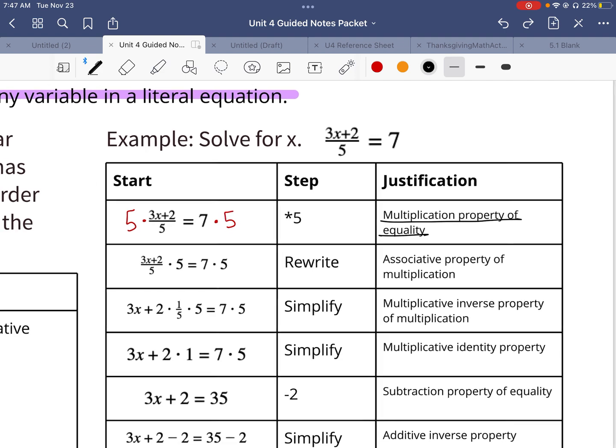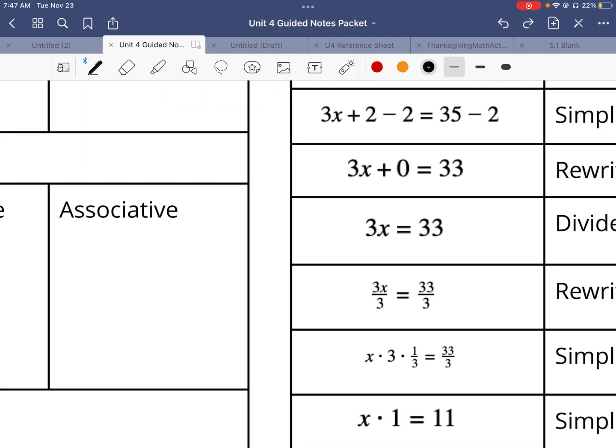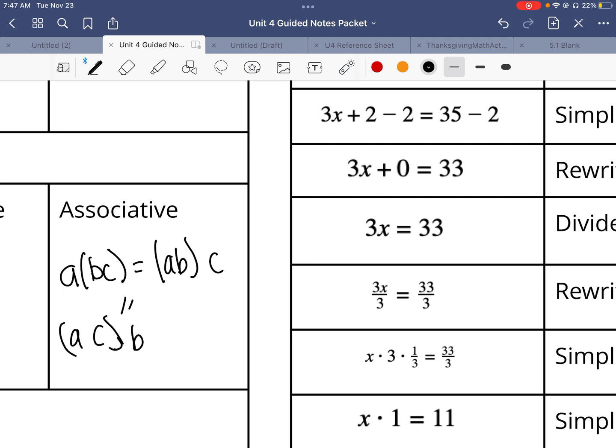We're going to rewrite it with the associative property of multiplication. So let's make sure we know what that is. The associative property of multiplication looks like this: A times BC is equal to AB times C. This is essentially saying that you can multiply A and B first or B and C first, and either way, as long as you're multiplying A, B, and C all together, you're going to get the same answer. You could technically also do A times C and then times it by B. Those would also be equal.